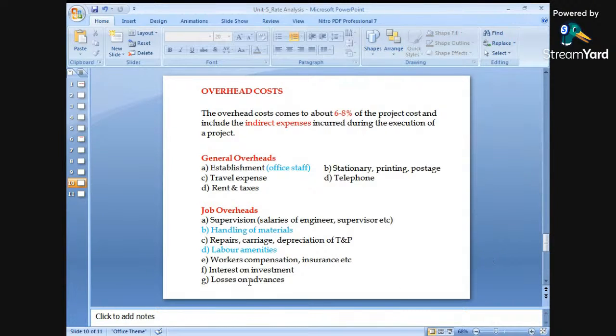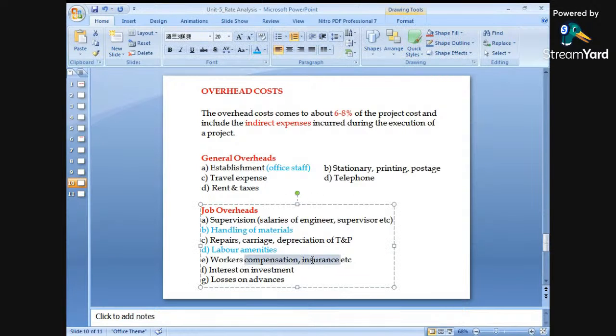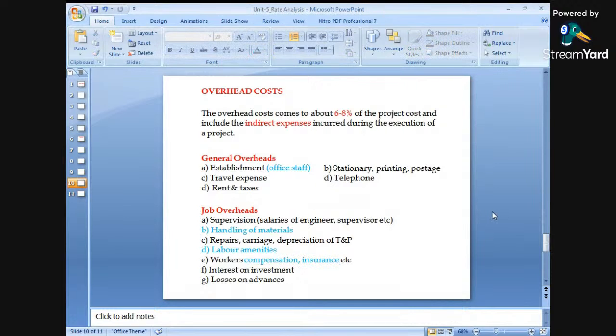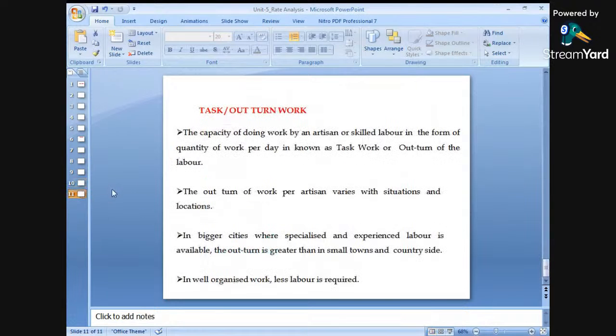Workers compensation insurance: again, insurance will be provided to the workers because at sites there may be accidents. In order to avoid accidents, this compensation or insurance will be given to the workers. So interest on investment, and losses on advances, are also considered under the overhead charges.